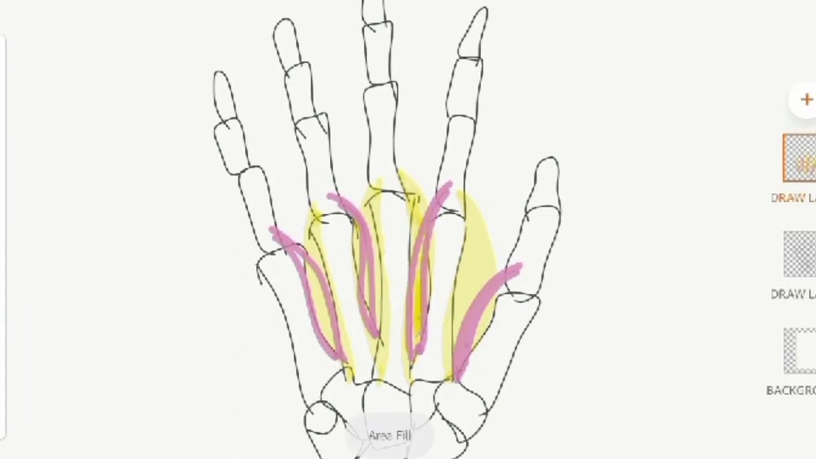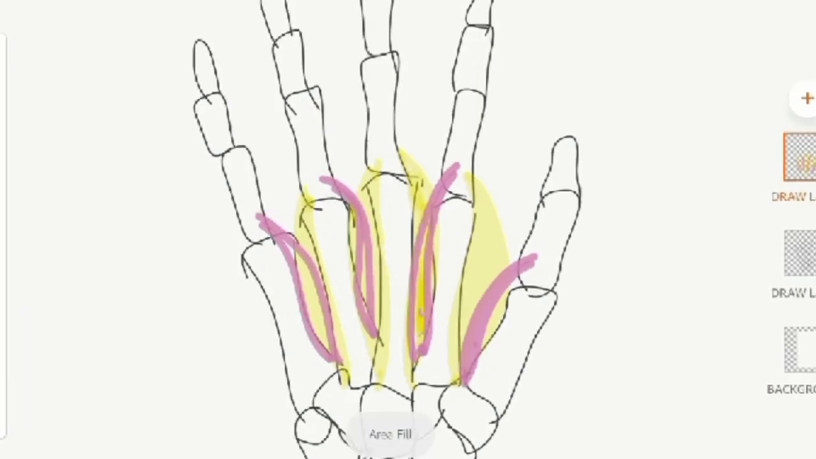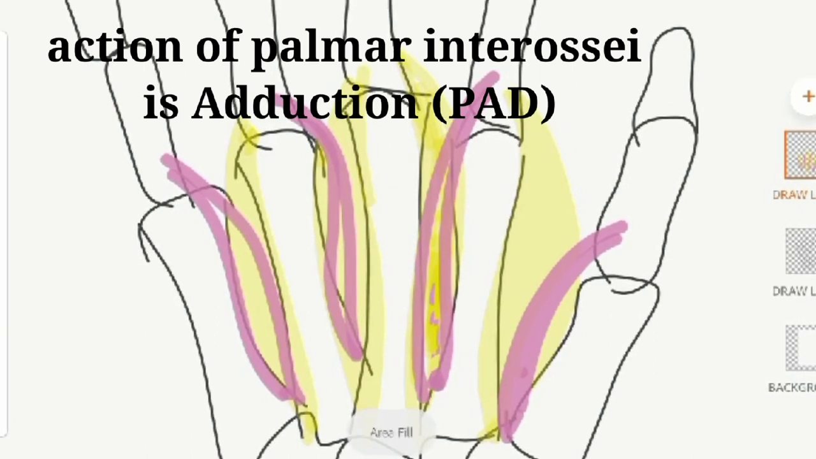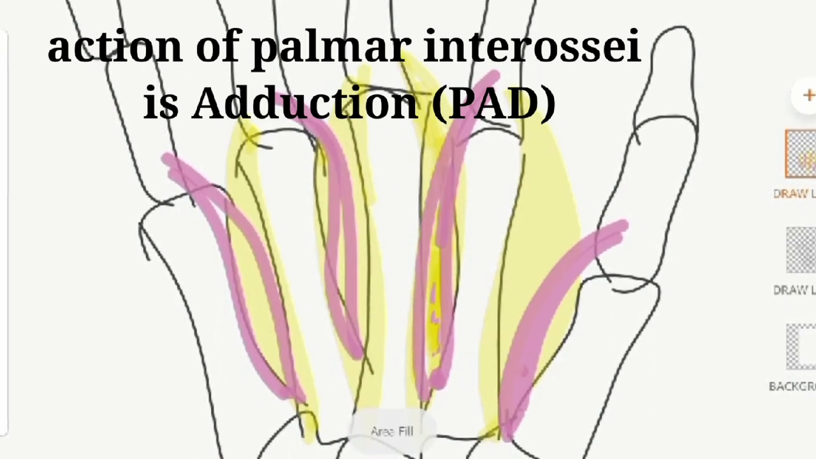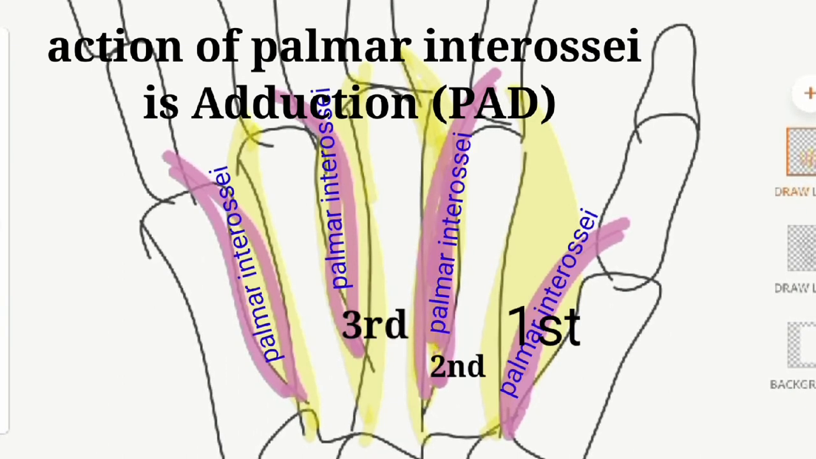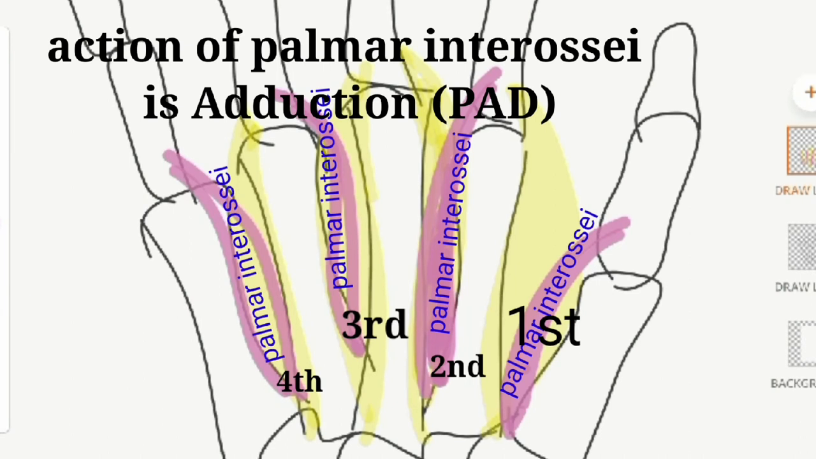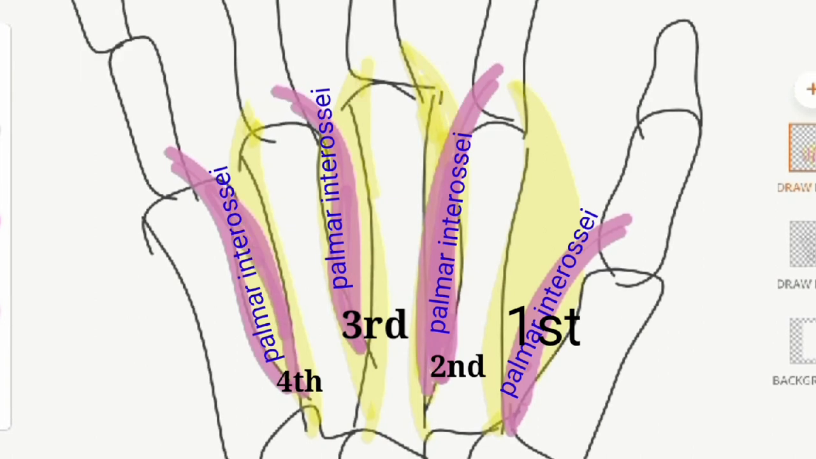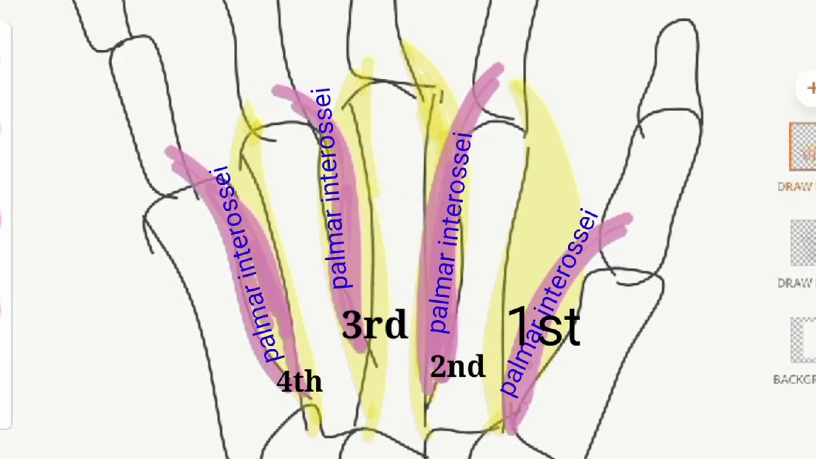The fourth palmar interossei arises from the radial side of the fifth metacarpal and is inserted into the base of the radial side of the proximal phalanx of the little finger. So it is partially inserted into the base of the proximal phalanx and partially into the dorsal digital expansion.